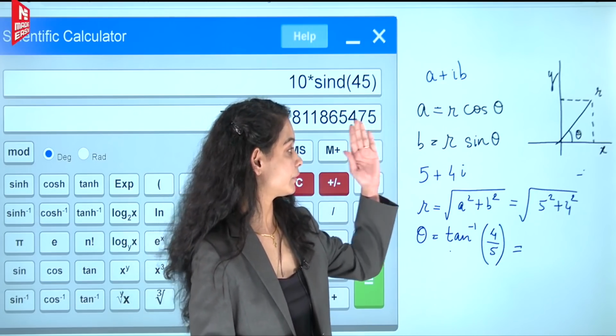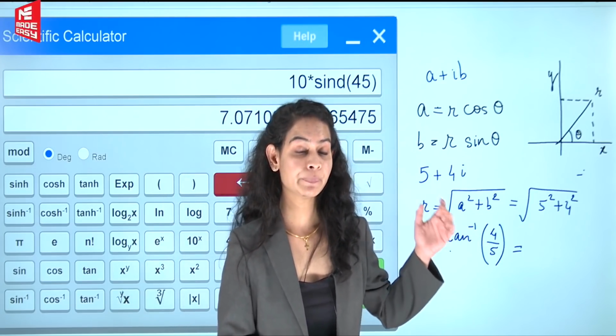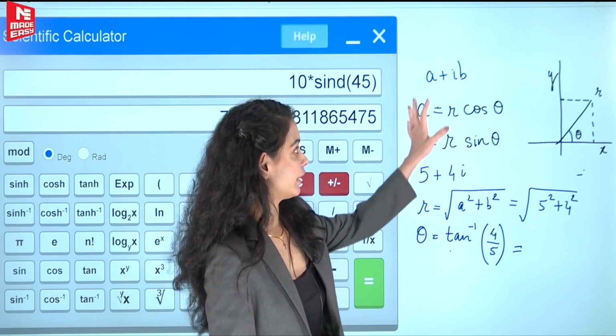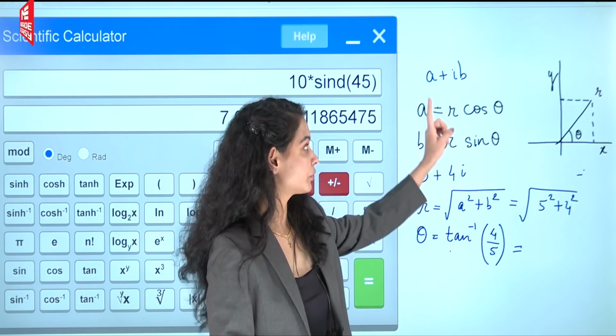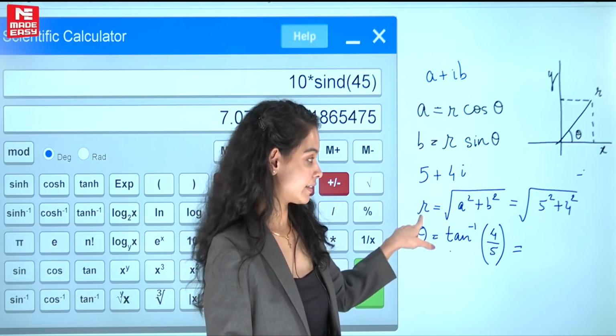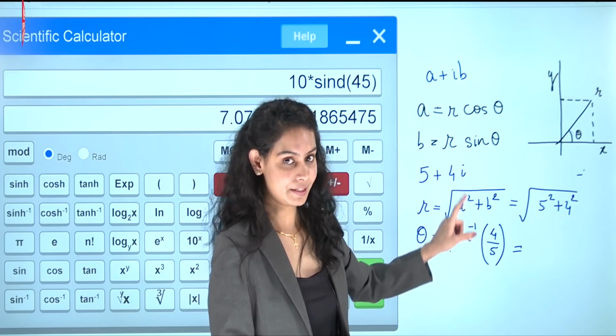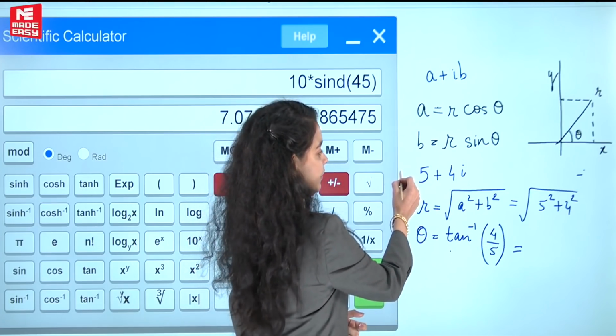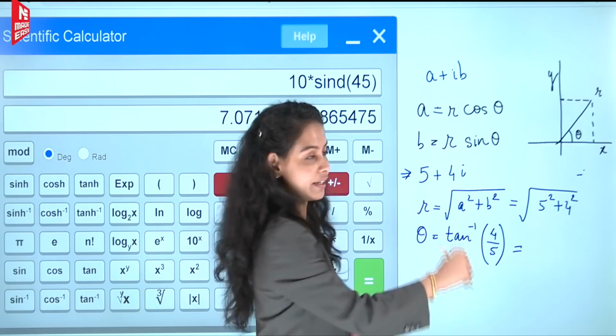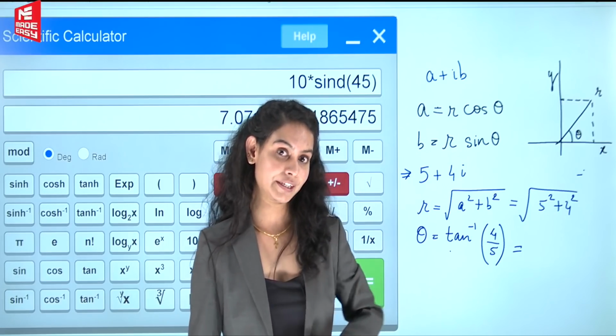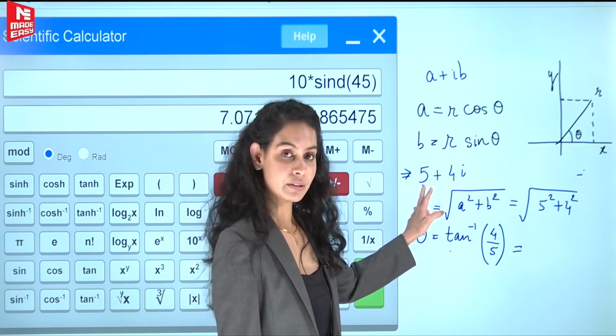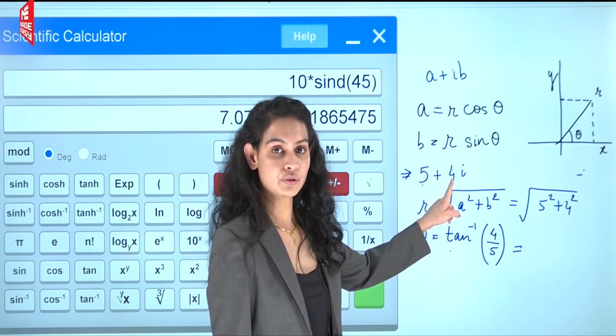Next, if we have to change rectangular to polar coordinates, then what will you have to do? You know a plus ib is a rectangular coordinate. So r is equal to under root of a square plus b square. Now let us say the question is 5 plus 4i. Now you have to convert it into polar coordinates. So a is equal to 5, b is equal to 4.